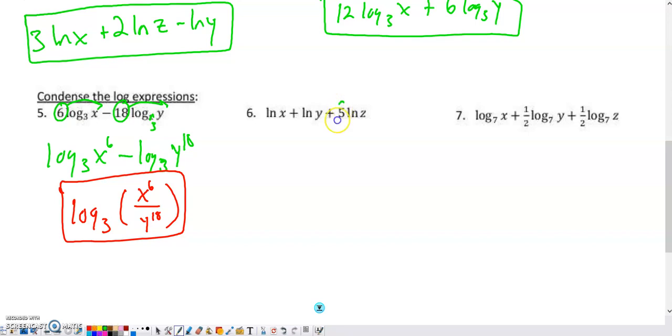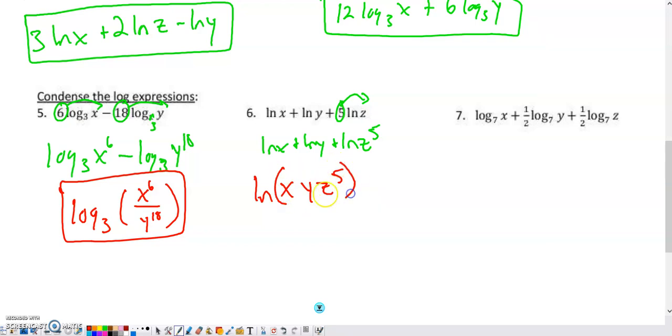Number 6. We had that 5 in front, which was originally a power, so bring them back. We have natural log of x plus natural log of y plus natural log of z to the 5th. We have addition everywhere. So all of this with addition means that all of this was originally a product. So we're going to make them all into one natural log. Now we have x, y, z to the fifth, all within this natural log, and we are done. Yay! Finished.